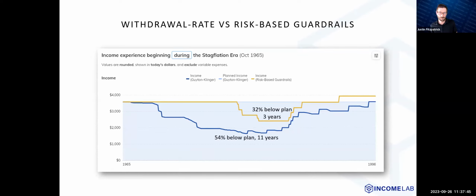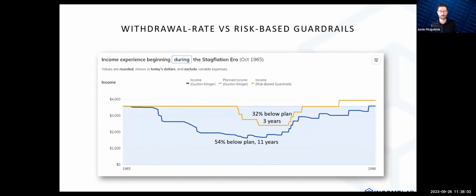It's pretty bad for risk-based guardrails too. In this case, 3 years spent at 32% below plan. So probably in this case, you may have been looking at some other options. This one is actually worth pulling up the details of, because it's sort of interesting.